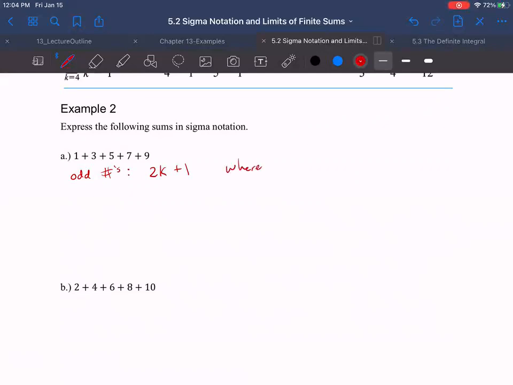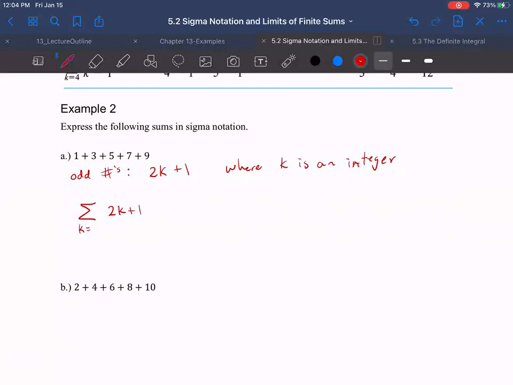Where k is an integer. Okay, where it's an integer. And so what we can do is try and take advantage of that. Notice we have to start at 1. Okay, so we're going to have some sort of summation here. We're thinking summation. We're going to have a 2k plus 1. We want to start at k equals something. Any guesses on what we should start at? 0, right. If we start at 0, then our first value is going to be 1.